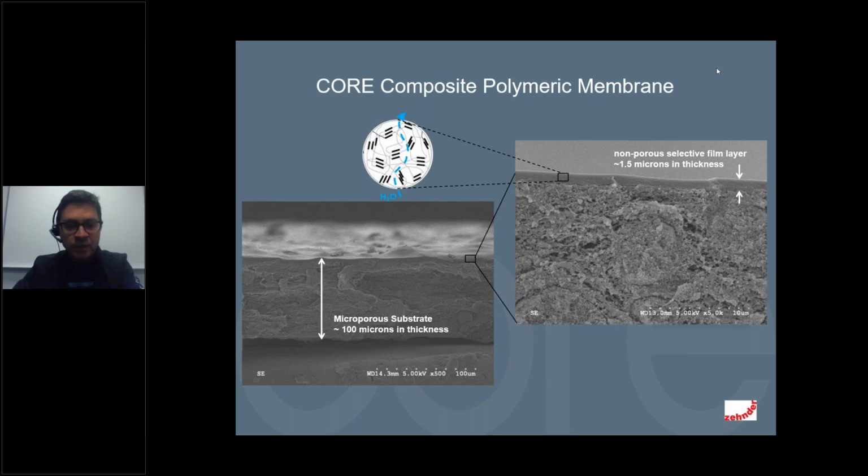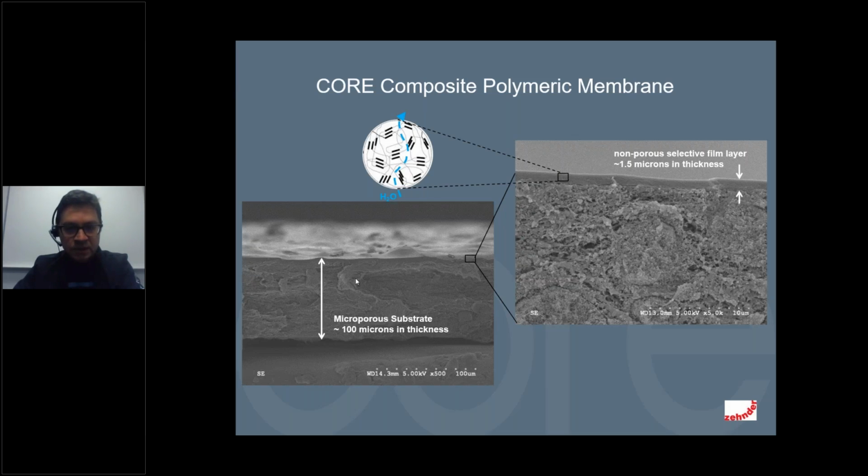viruses through the membrane. We can look closer here, and so what we're looking at is a cross section of the polymeric membrane that we produce. This is about 100 microns in thickness, which is about the thickness of a human hair. And what we're looking at here is mostly the microporous layer.